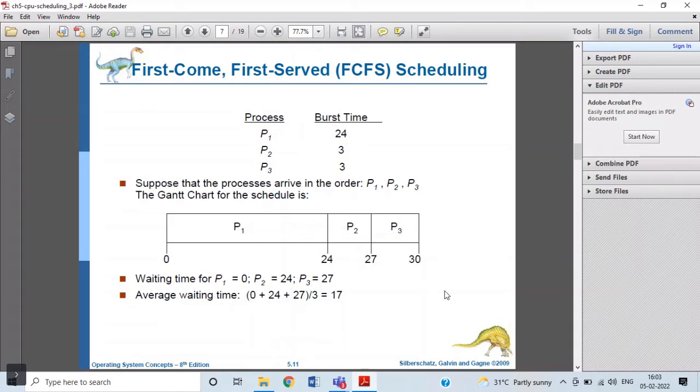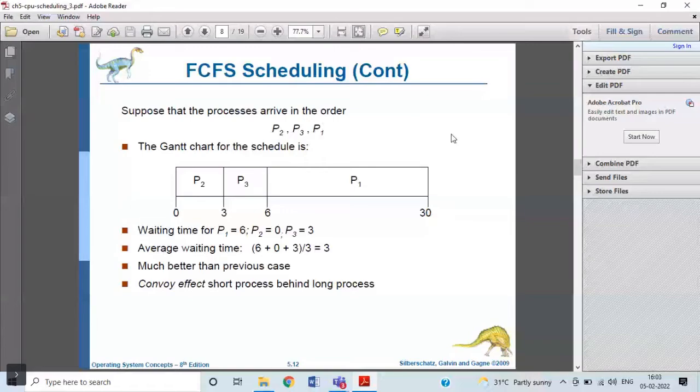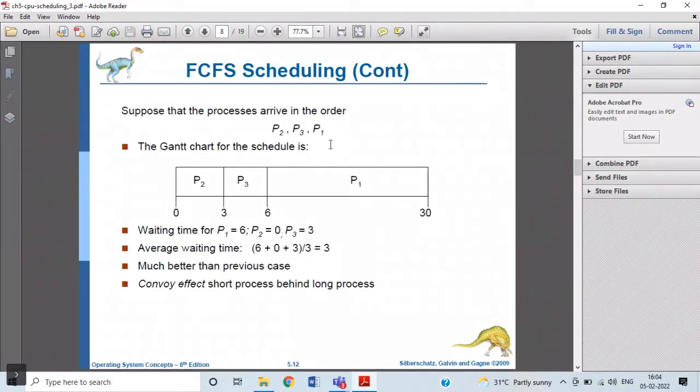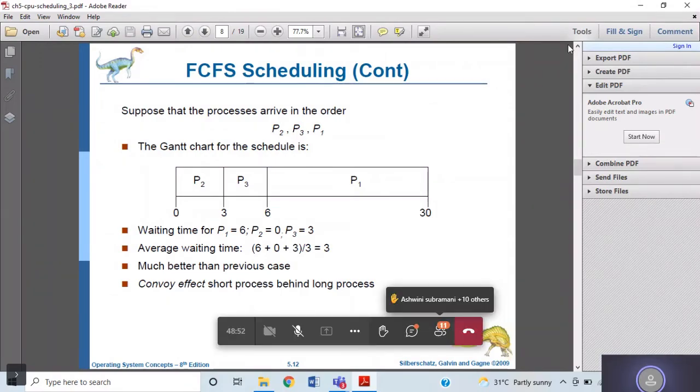And second is, suppose that the processes arrive in this order. In the previous slide, it comes in this order: P1, P2, and P3. But suppose the order is P2, P3, and P1, the corresponding Gantt chart will be like this. Since P2 is coming first, what is the burst time for P2? It is 3 only. For P3 also it is 3, and for P1 it is 24.